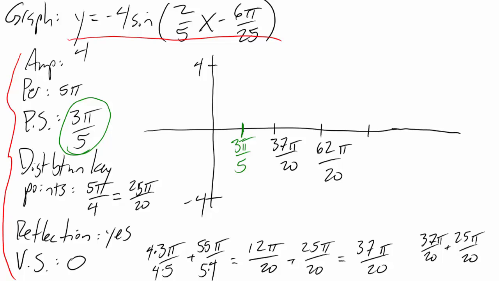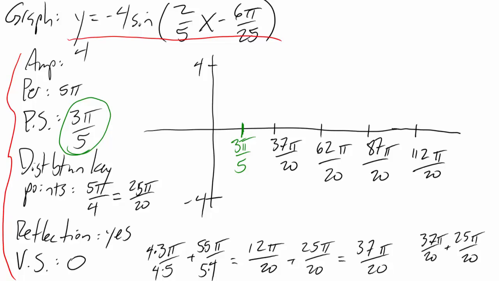And then keep going here. 62 pi over 20 plus another 25 pi over 20 will give us 87 pi over 20. And then we have one more point to go, and that's going to be another 25 pi over 20, so 87 plus 25 will give us 112 pi over 20.